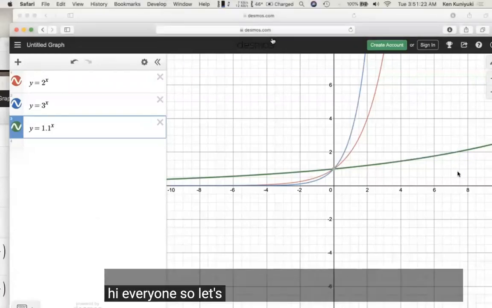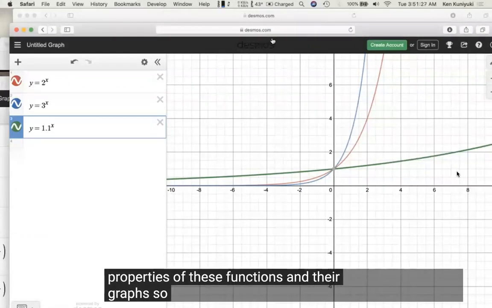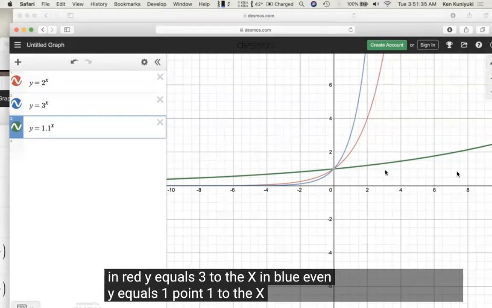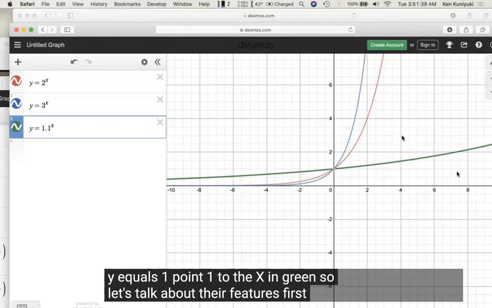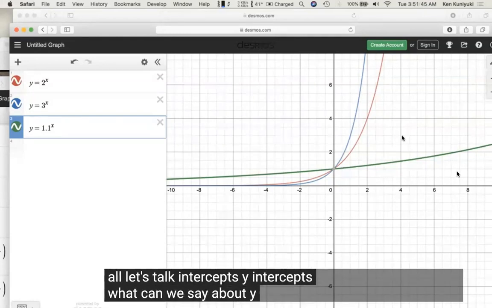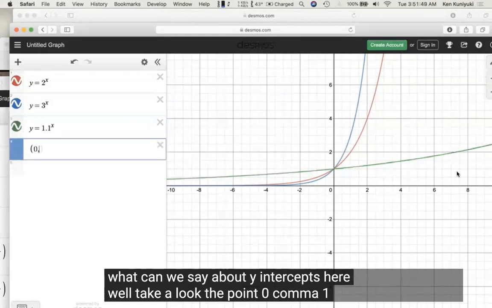Hi, everyone. So let's look at the properties of these functions and their graphs. We have y equals 2 to the x in red, y equals 3 to the x in blue, even y equals 1.1 to the x in green. So let's talk about their features. First of all, let's talk intercepts. Y-intercepts. What can we say about y-intercepts here? Well, take a look. The point 0, 1.